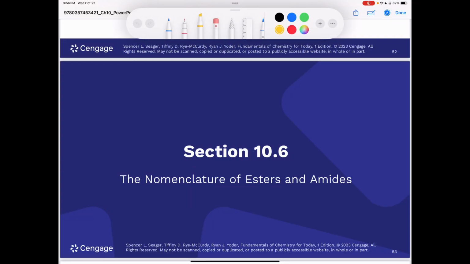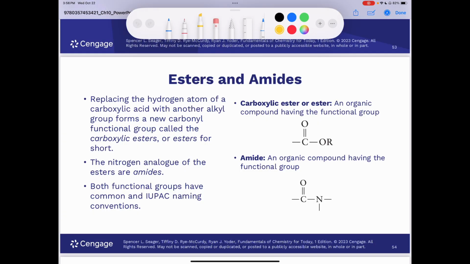All right, let's take a look at nomenclature of esters and amides. And before we can get into the nomenclature, we have to be sure that we know what an ester is. And so the ester functional group is shown here. And we have to be sure that we know what an amide is. And the amide functional group is shown here.